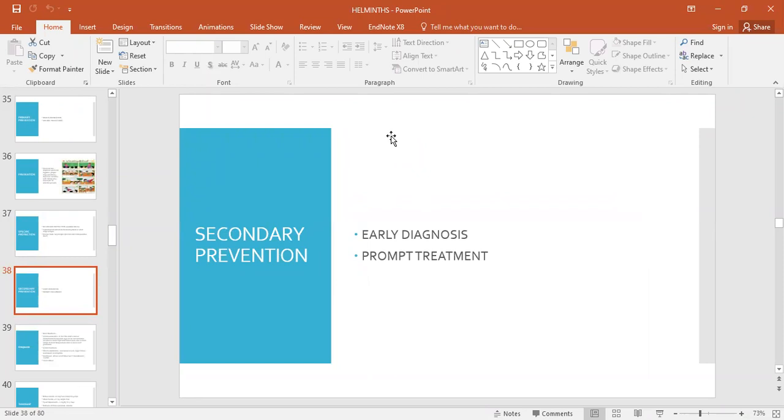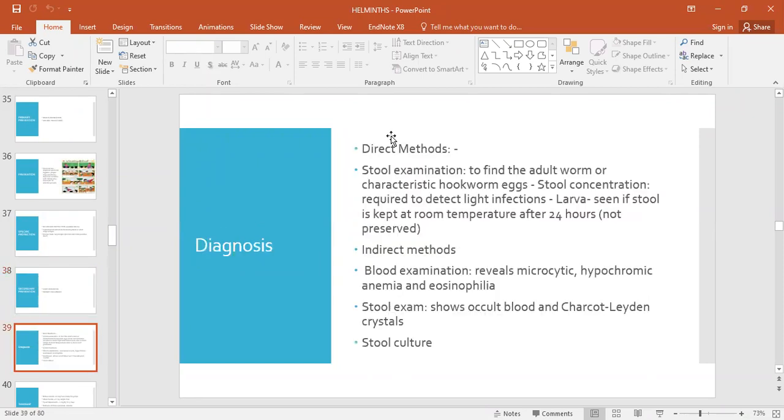Secondary prevention, which includes early diagnosis and prompt treatment. The diagnosis of hookworm infection includes two methods, direct and indirect. The direct method includes stool examination to find the adult worms or the characteristic hookworm eggs; stool concentration is required to detect light infections. Larva, if seen in the stool, is kept at room temperature for 24 hours, not preserved.